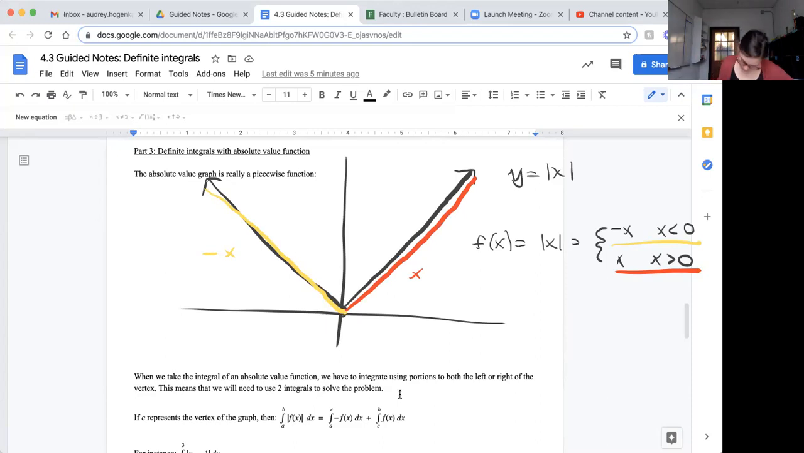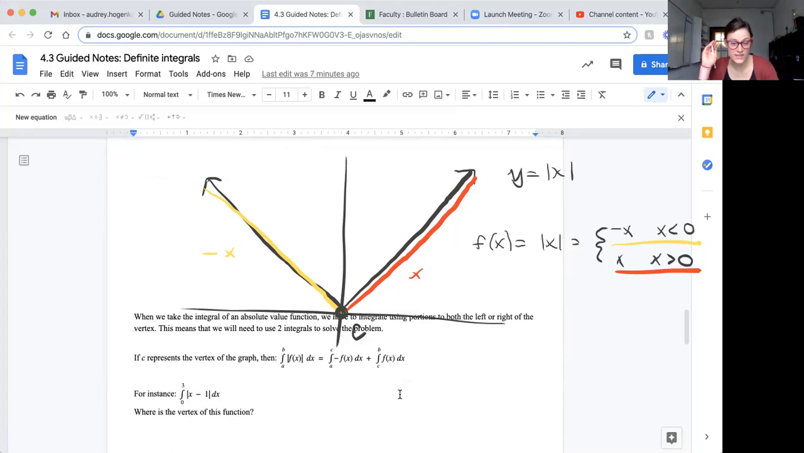So if c right here represents the vertex of the graph, then the integral from a to b of some absolute value function, absolute value of f of x, is going to be equal to the integral of the left bound to the vertex of negative f of x, right? We can see where that comes from. It's from this side of the graph, plus the integral from c to the right bound of f of x, just normal f of x right here, okay? So take a second, think about this, and we're going to do an example problem.